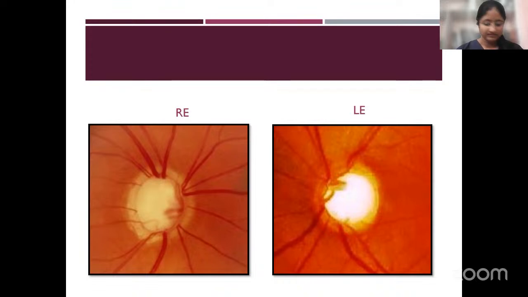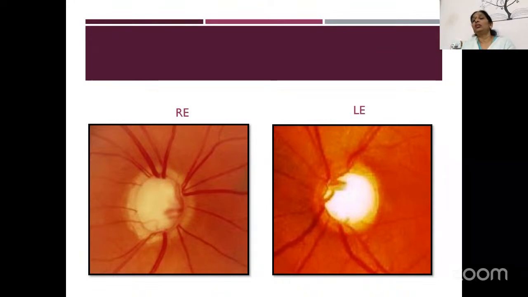Okay. So when you describe the fundus disc, which is better, indirect ophthalmoscopy or 90 diopter? Ma'am, 90D is better because it will give us a greater magnification compared to the 20D. So that is important.